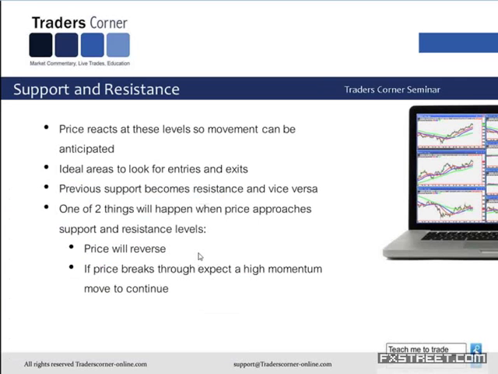So support and resistance levels. Price reacts to these levels, okay? So movement can be anticipated. Now, us as traders, we want to be getting into the market when we have what we foresee as being high probability trade setups. And a higher probability setup is going to be a trade taken at a location where you're anticipating, where you're expecting something to happen. And that's why support and resistance levels provide such amazing levels to take your entries from.